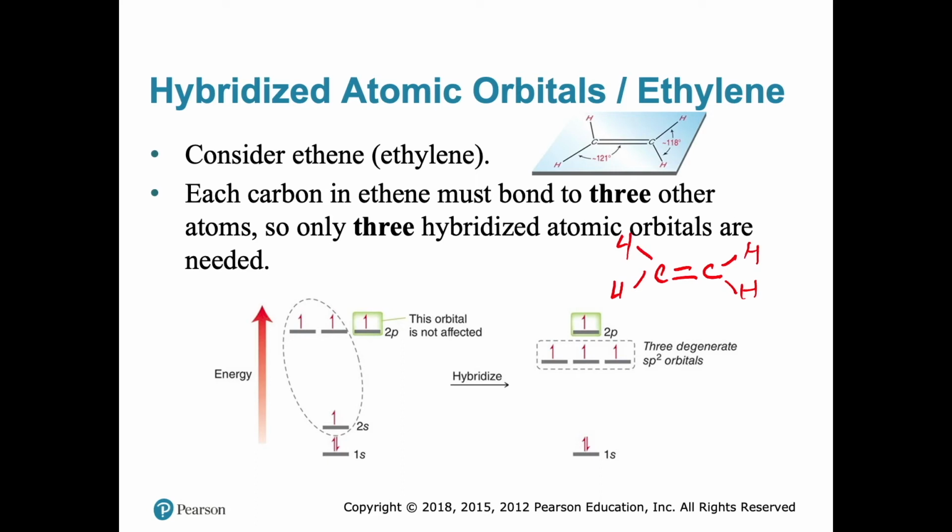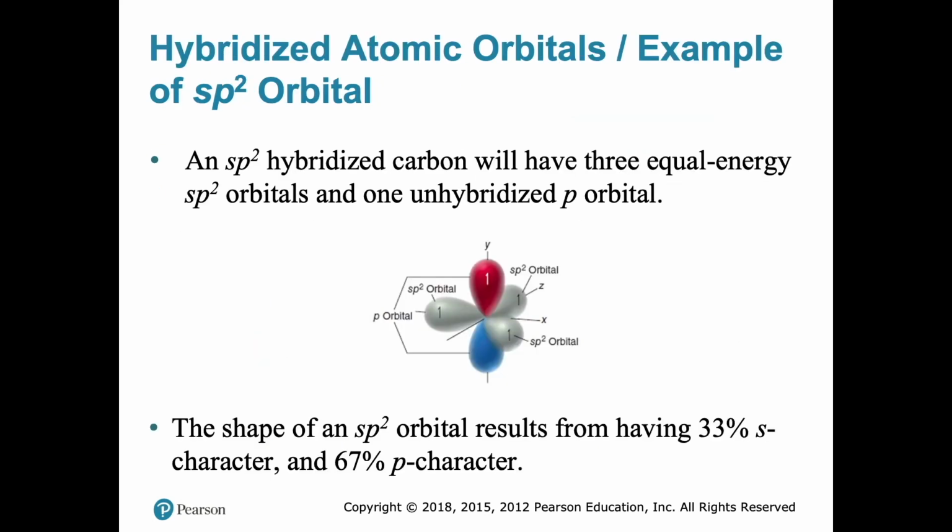So the key here is to know that s orbitals make what kind of bonds? Sigma bonds. P orbitals make what kind of bonds? Pi bonds, exactly. Good stuff, good stuff. Man, I'm on a roll. Let's keep going. I mean, it's so exciting.